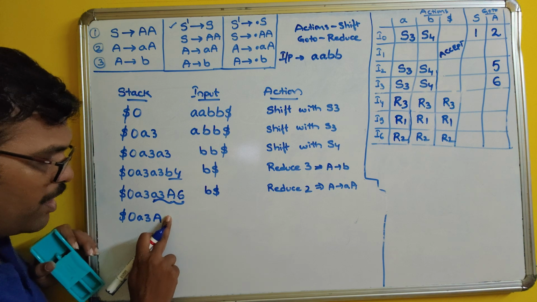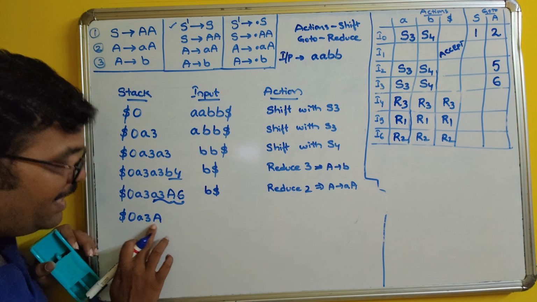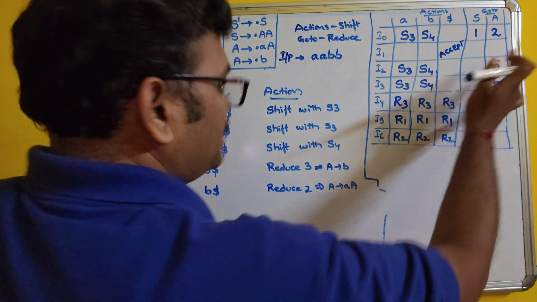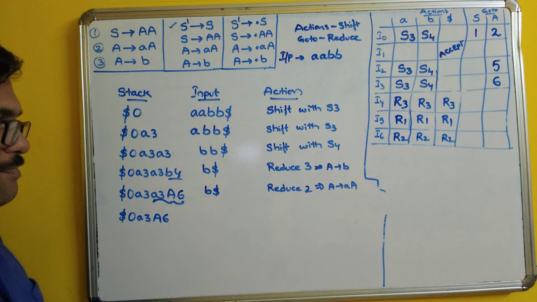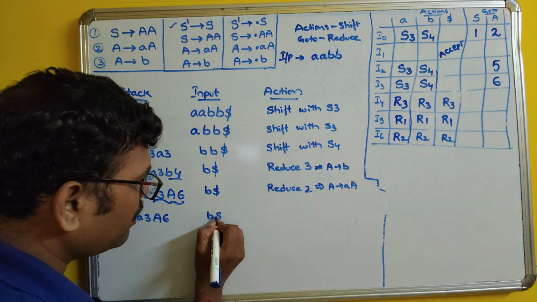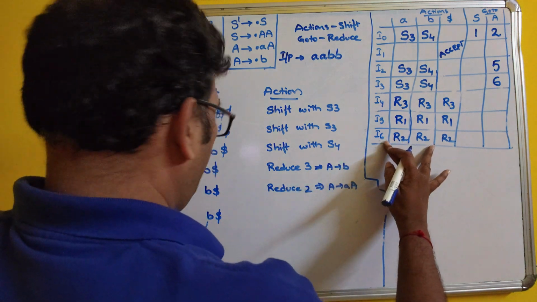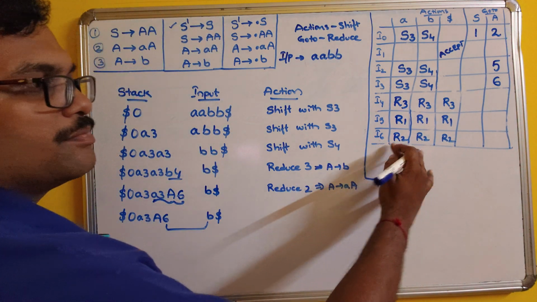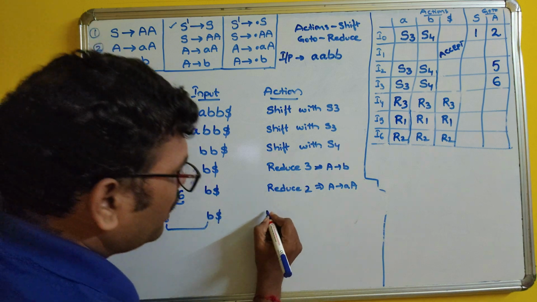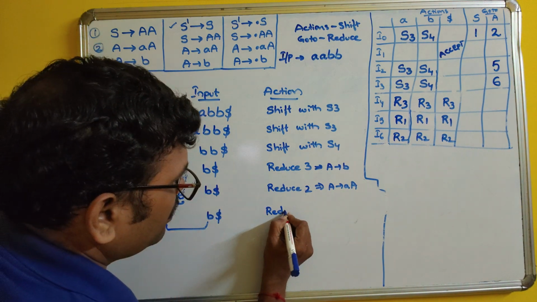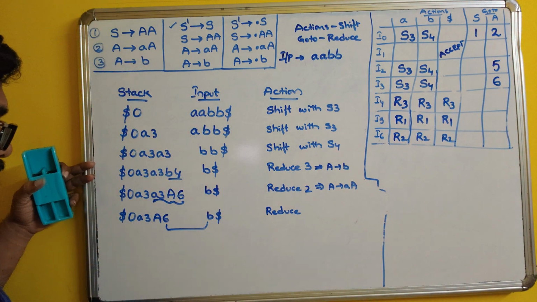Now again there is no number. What we have to do? Again we have to check with 3 and A. So 3 with A, it is 6. Again we have to go with 6. And now B dollar. Check with B and 6 and B. 6 and B is reduce. Again reduce.